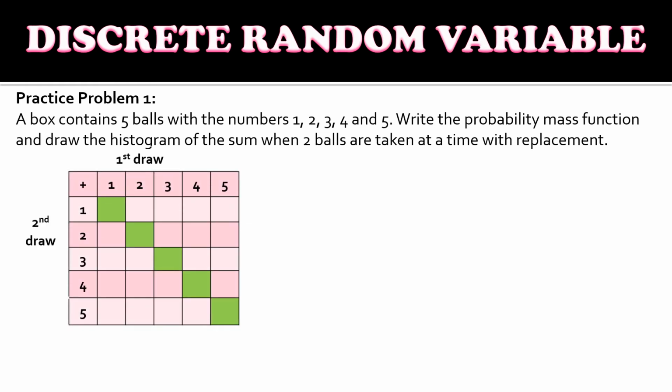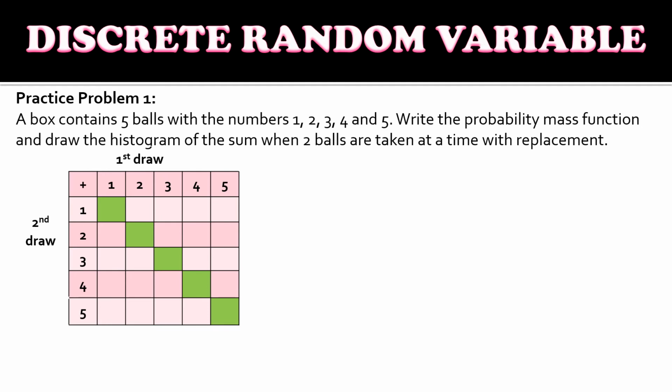So we can have the first row and the second row. The first row on top and then the second row on the left, and we have the sum at the corner. For this matrix, we can just get the sum of the two numbers on each of the boxes.